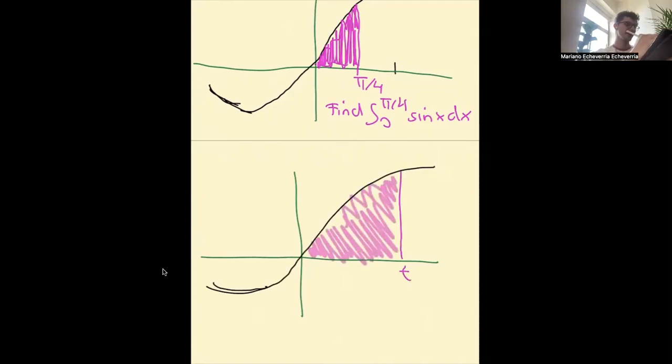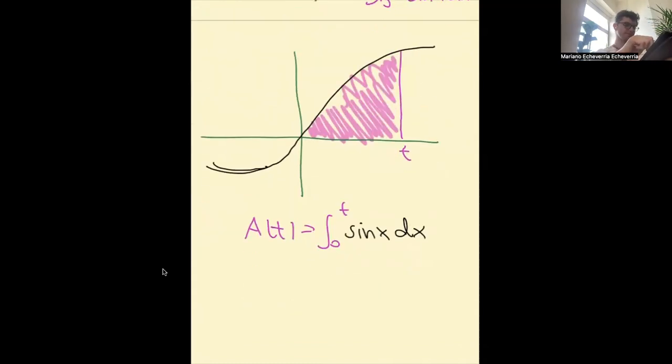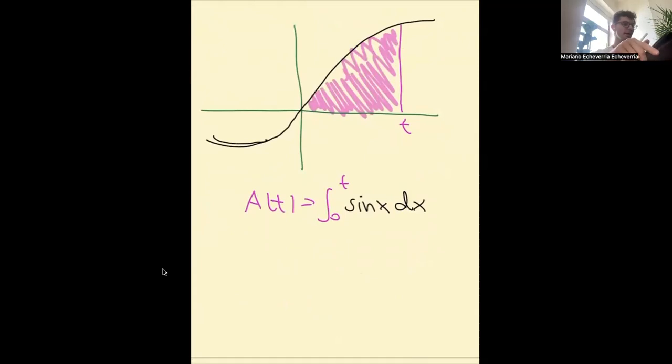In the general case, we have the area function. And now the fundamental theorem of calculus says that the derivative of the area function would be the function inside. The function inside is just sine, but you have to write it in terms of t. So the derivative would be sine of t.